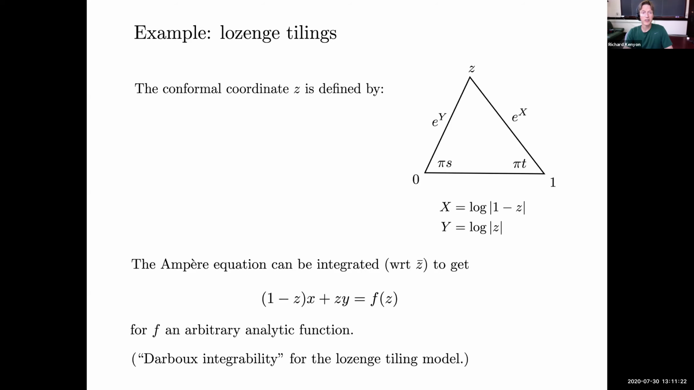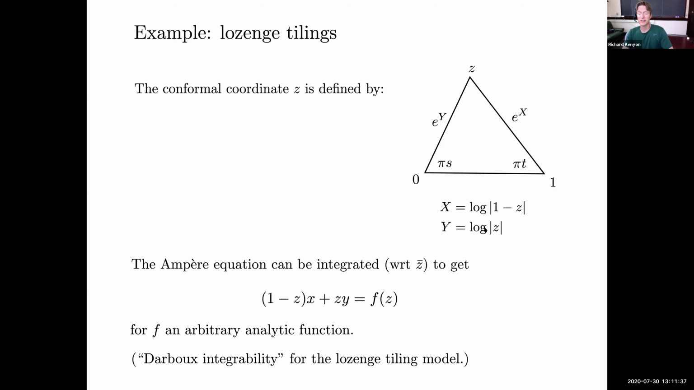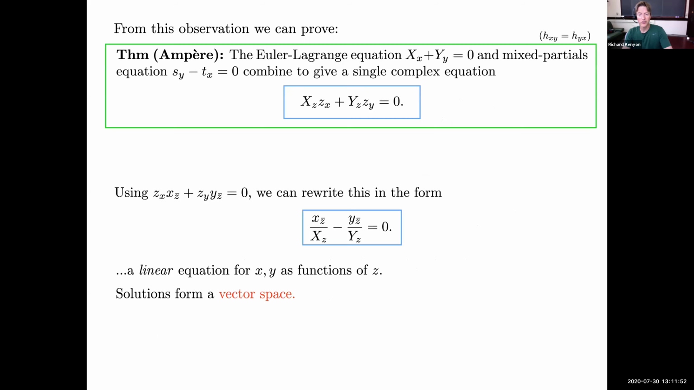But let me remind you of the Ampere equation here. In this form, in this case, when I take the z derivative of capital X and the z derivative of capital Y, they're just analytic functions, right? If I write log of 1 minus z as log of absolute value, this is like the real part of log of 1 minus z. If I take the z derivative, then the z bar part drops off. Same thing with the z bar part of y. And so in this equation, the coefficients of x z bar and y z bar are analytic functions of z itself.